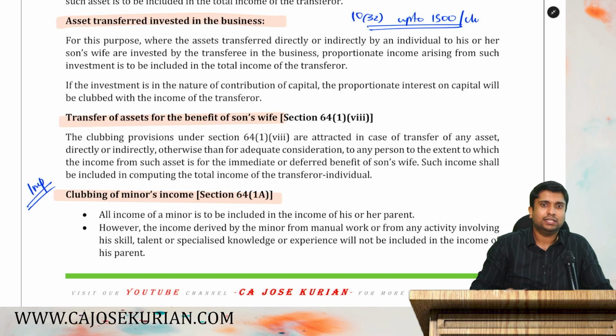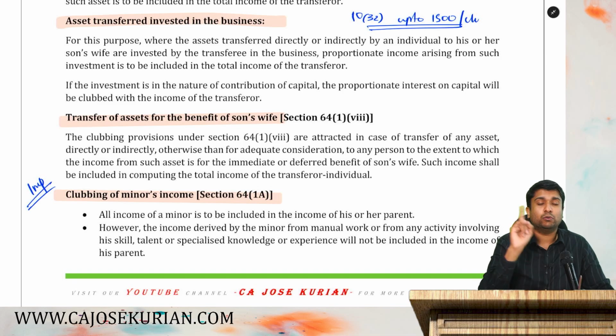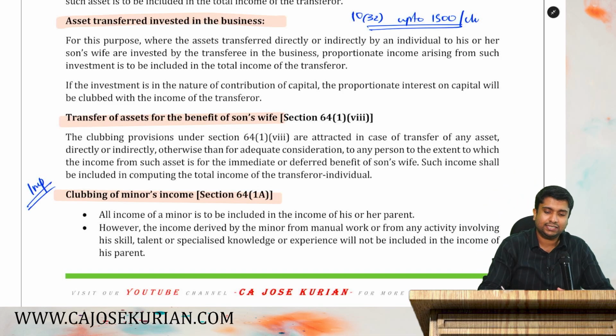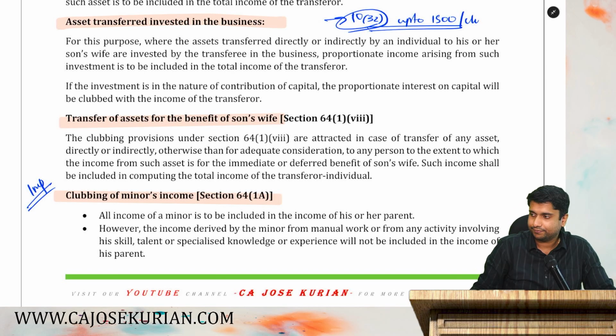What is per child? Say I have 3 children and all 3 of them have income. Then 1,500 into 3 is 4,500. So 1,500 per child, there is no limit on the number of children. The section is section 10(32). I hope it is also clear.